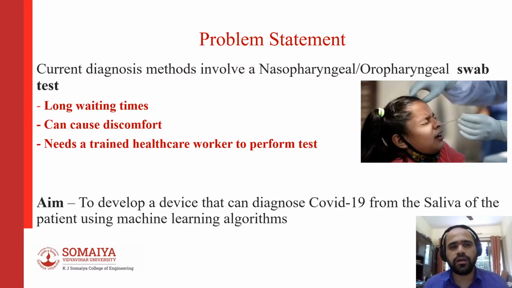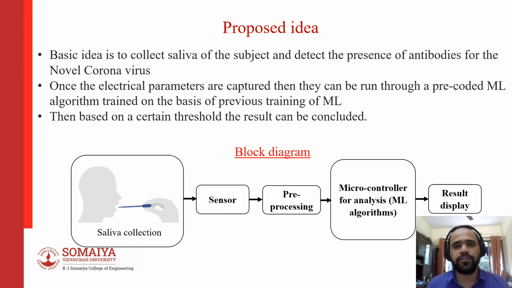Now, the current diagnosis method basically is oral swab or nasal swab, which has a long waiting time because of its RT-PCR procedures. Then it can cause a discomfort while taking a swab from the nose, and it needs a trained healthcare worker to perform this kind of test. Now, our aim is to simplify this process and use saliva for the detection and then machine learning algorithms if there are any variations to take care of that.